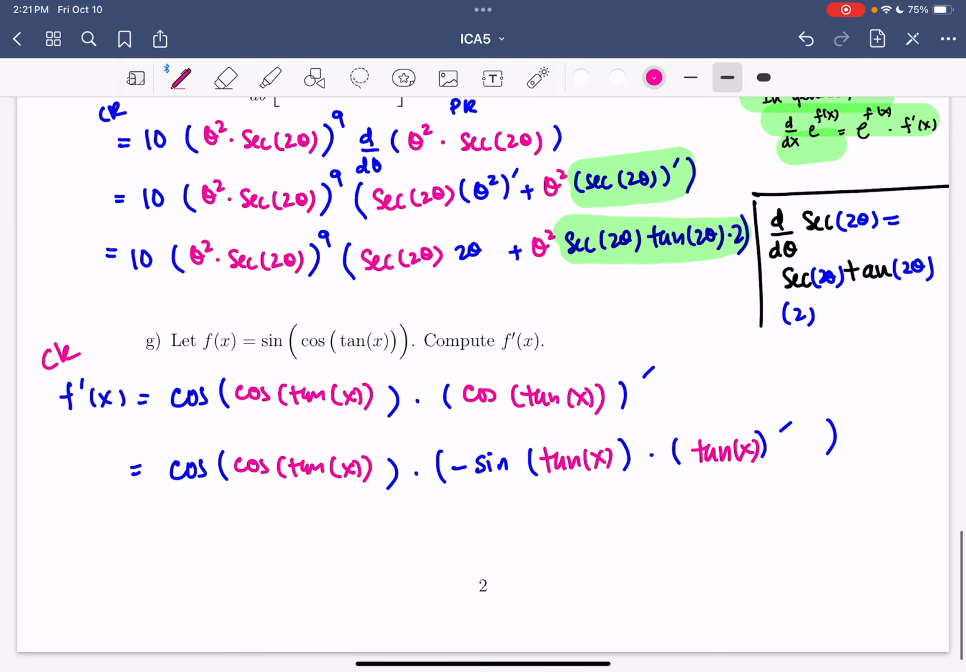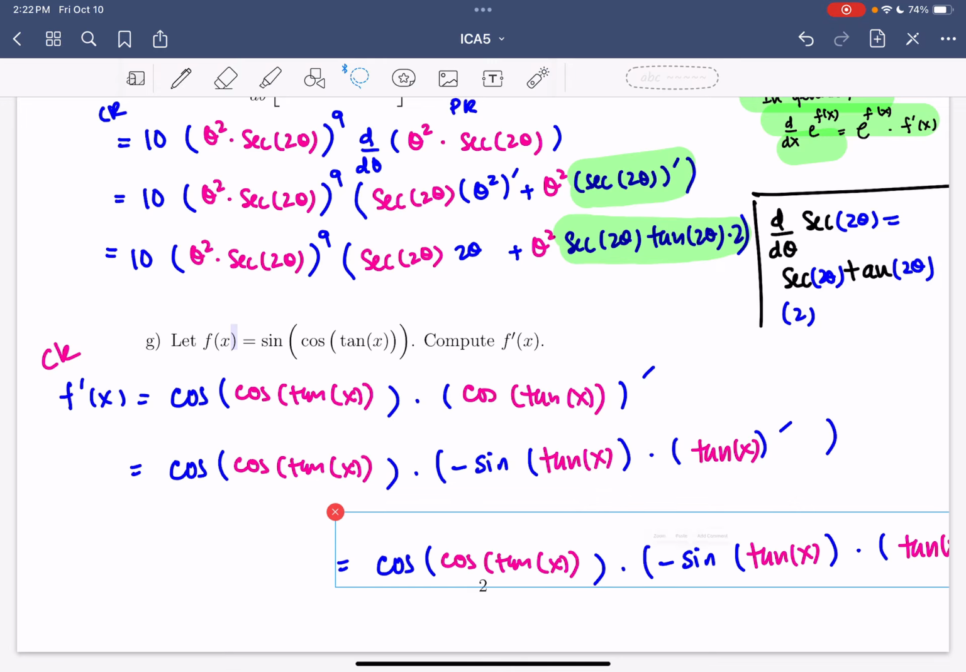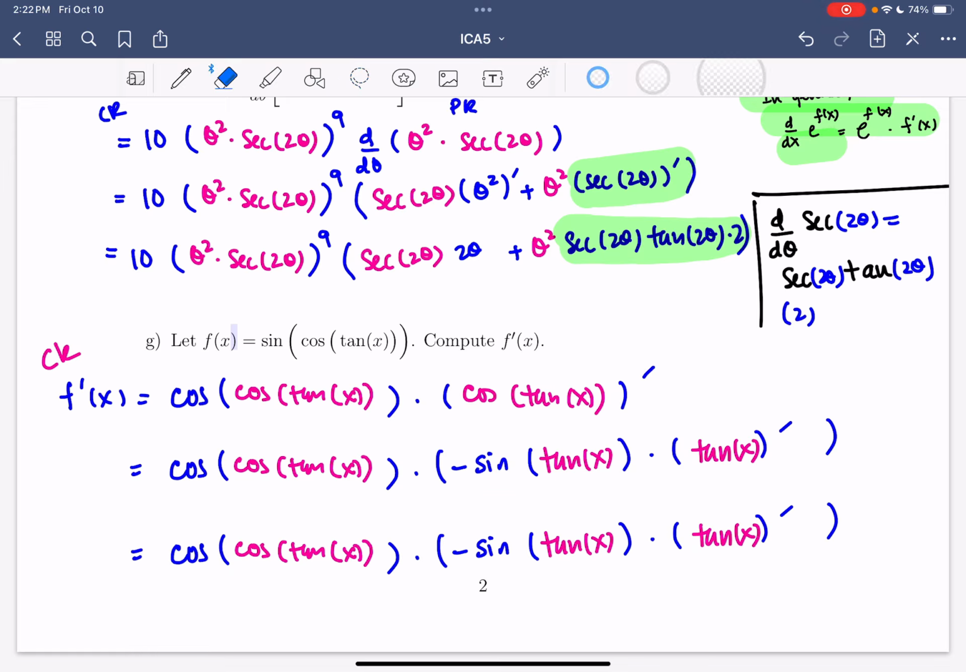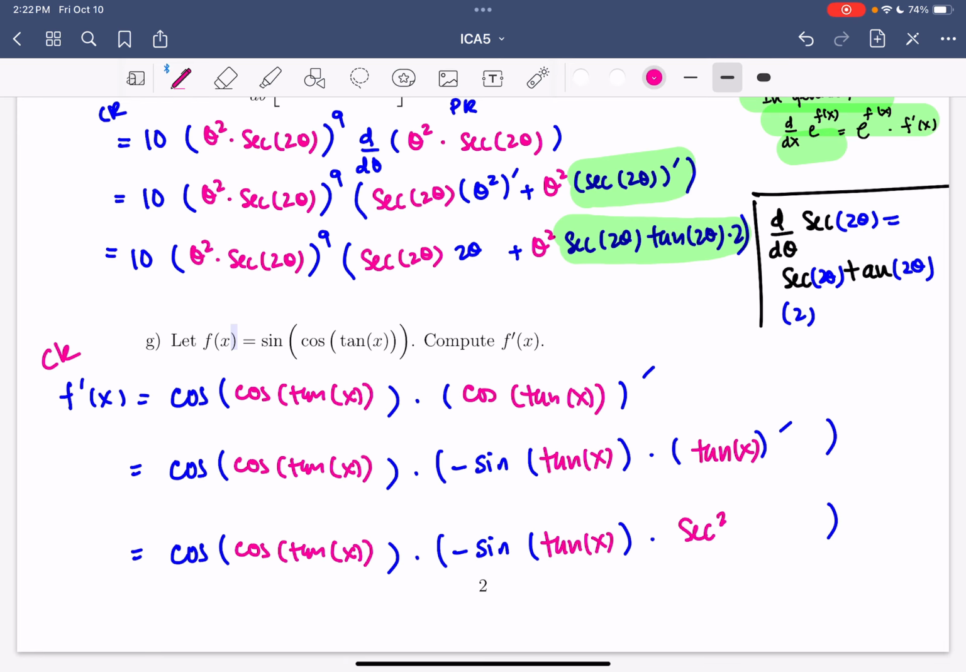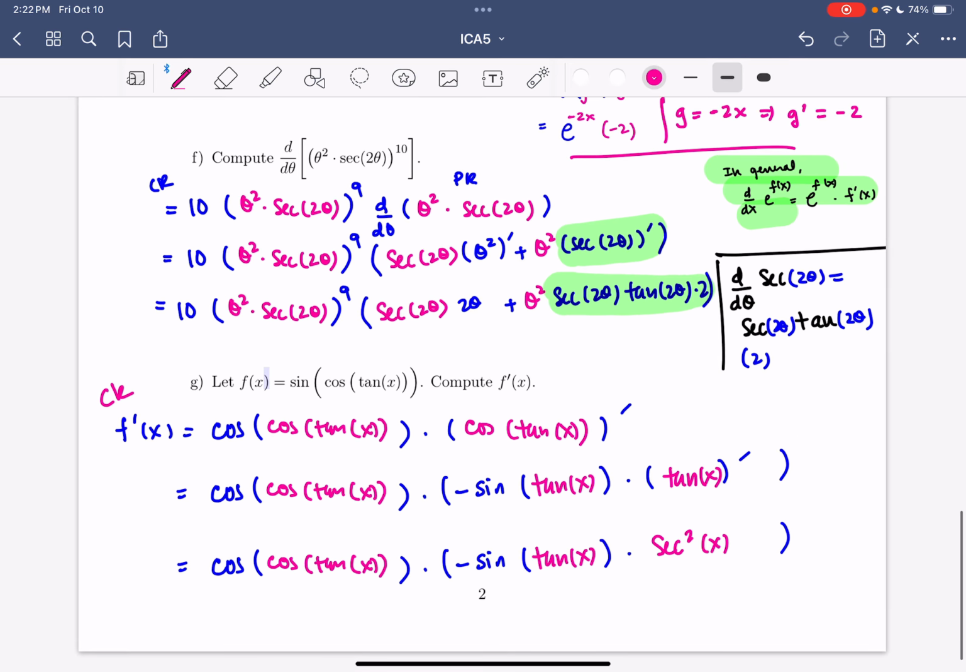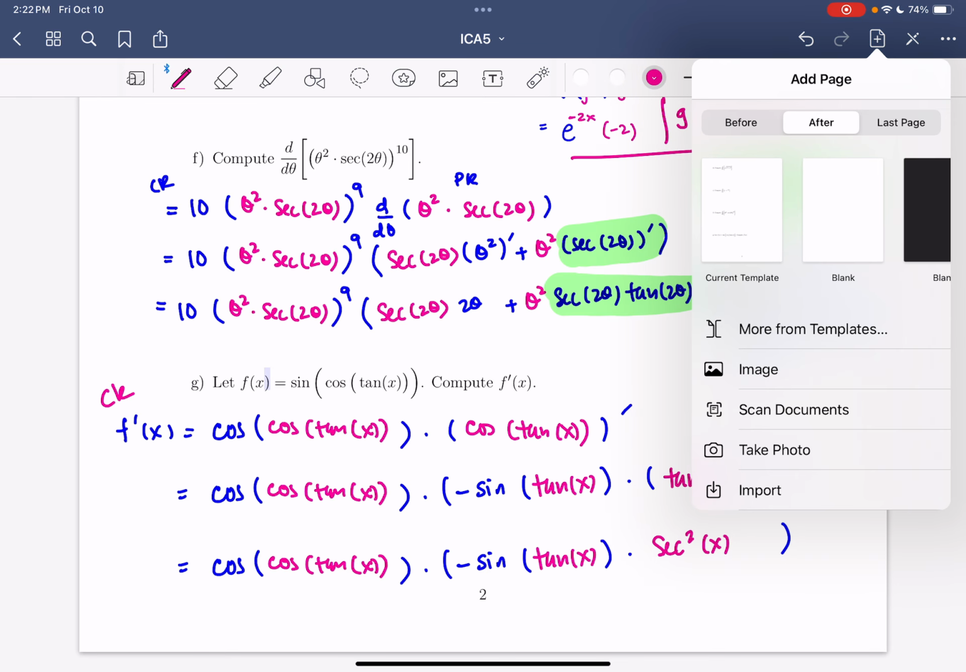Okay? I have one more. I still have to find the derivative of tangent of x. Not a problem. I copy everything again. So copy, paste. Copy, paste. There it is. Derivative of tangent of x, secant squared. Oh, let me use blue. Should it be pink? Yeah. Secant square of x.